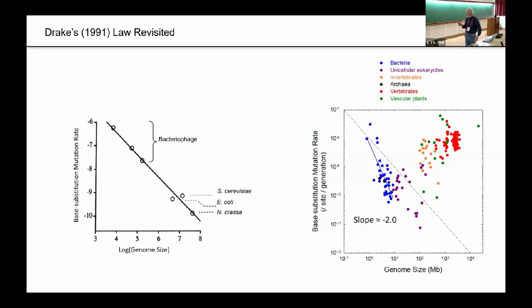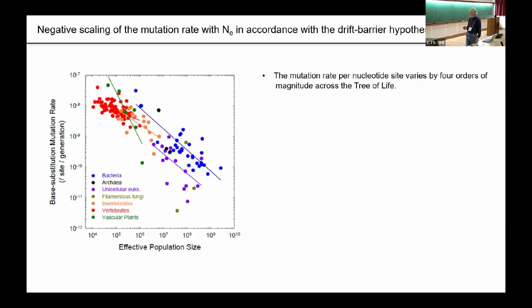So this is sort of disheartening: Drake's law doesn't broaden beyond prokaryotes. But there's no reason to think the mutation rate per se should be somehow mystically governed by the genome size. What we're thinking instead is that it would be inversely related to what we call the effective population size, for reasons associated with that drift barrier argument I just made.